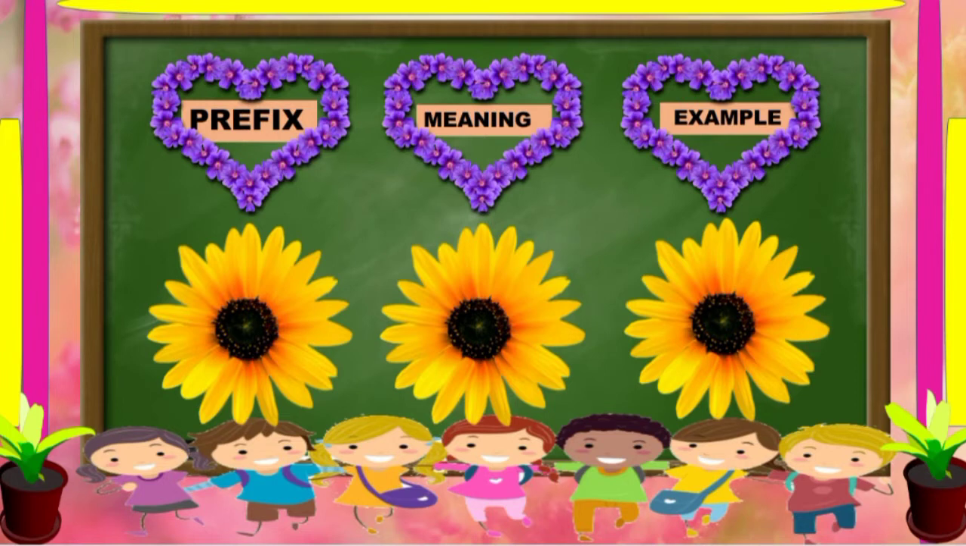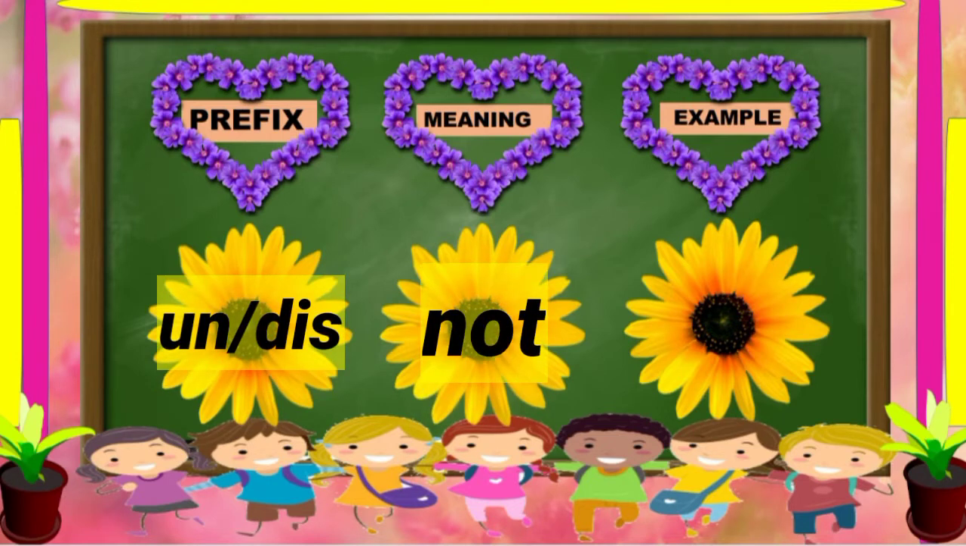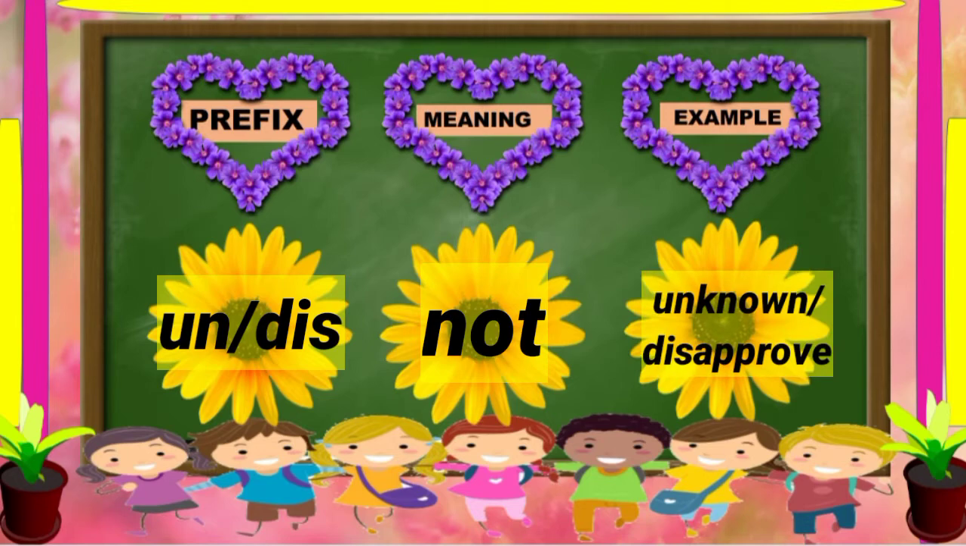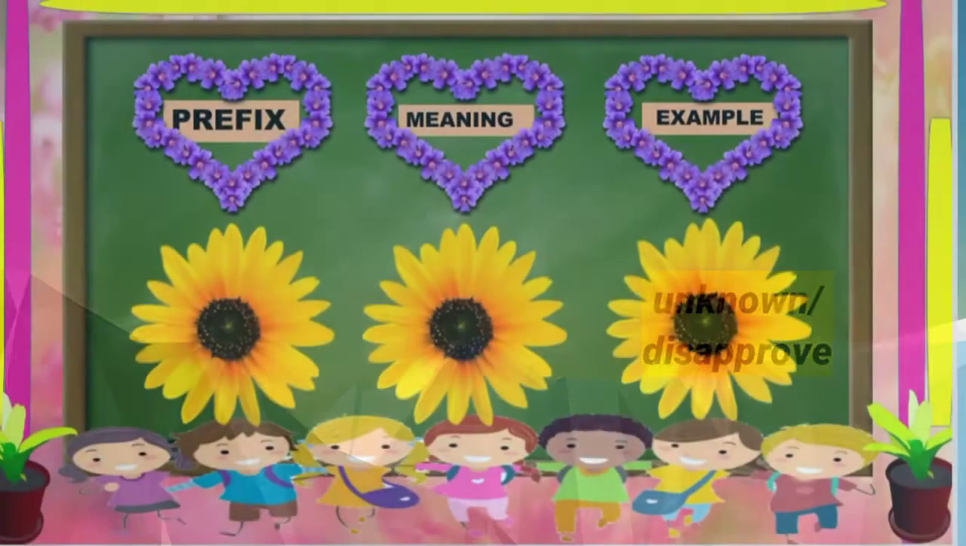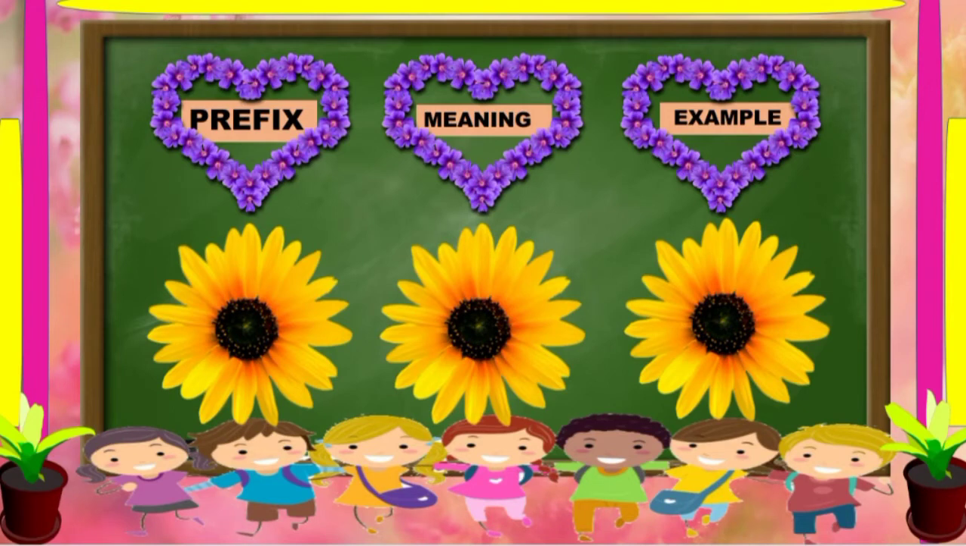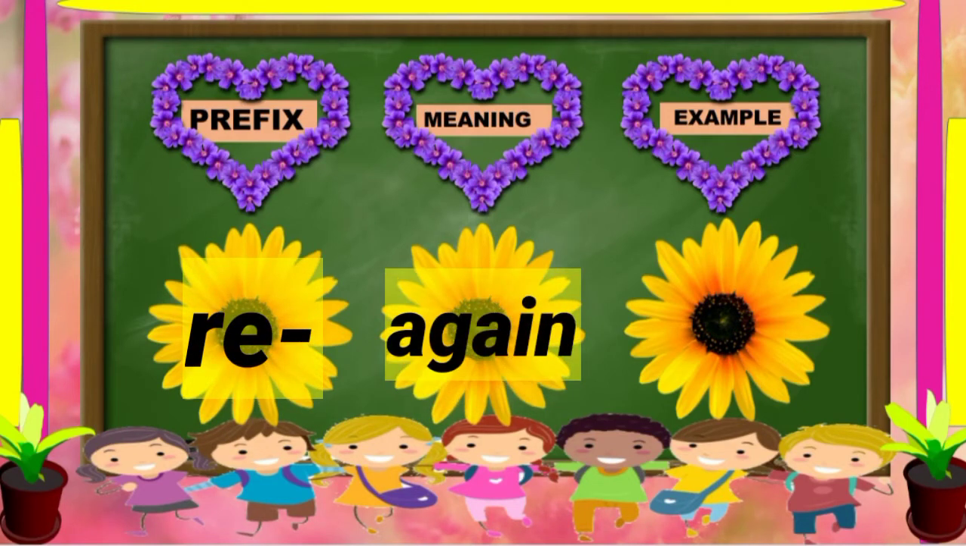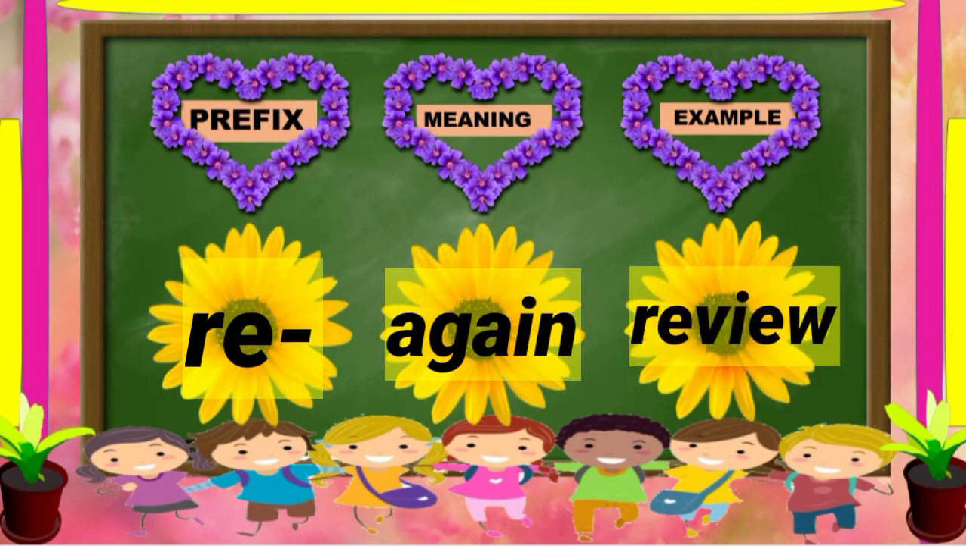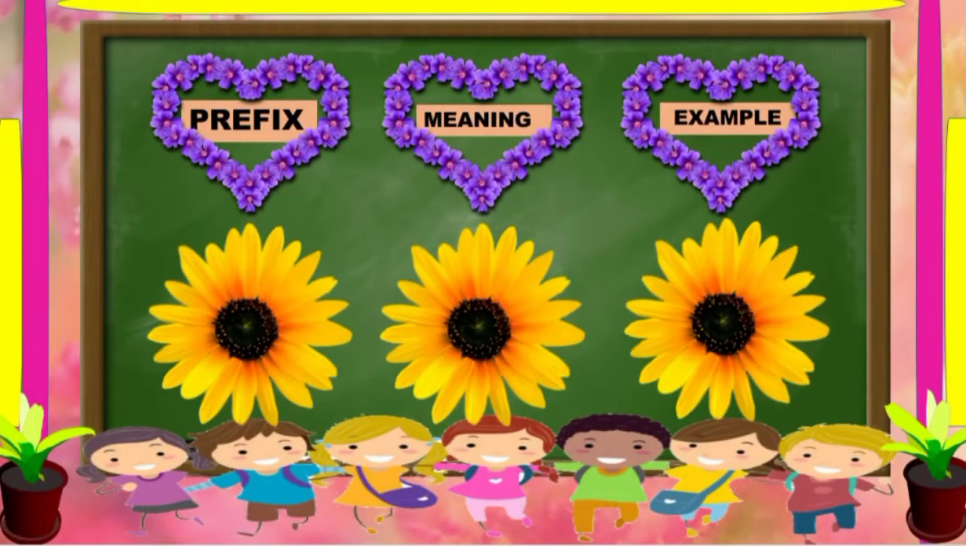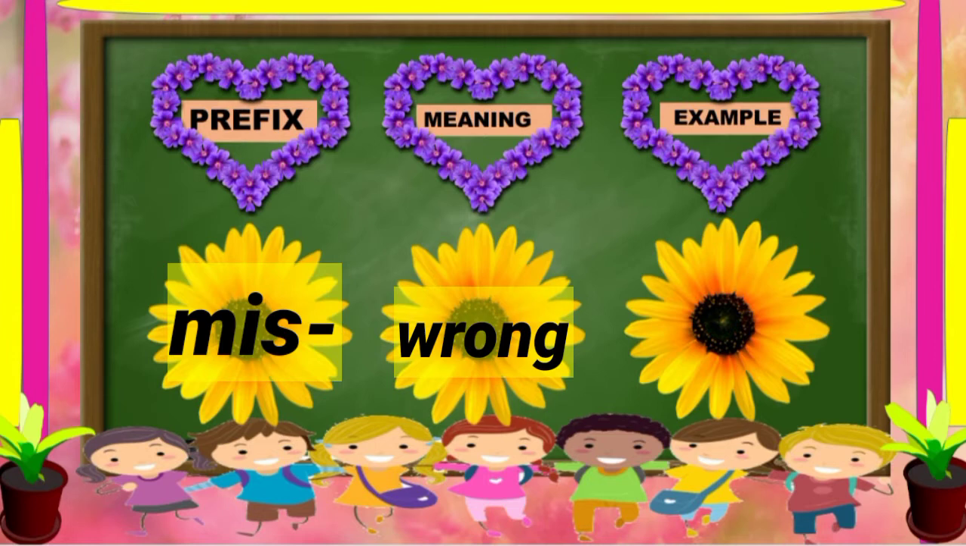Here are some examples of prefixes. Prefix un or dis, meaning not. Example, unknown, disapprove. Another prefix, re, meaning again. Example, review. Next is mis, meaning wrong. Example, misbehave.